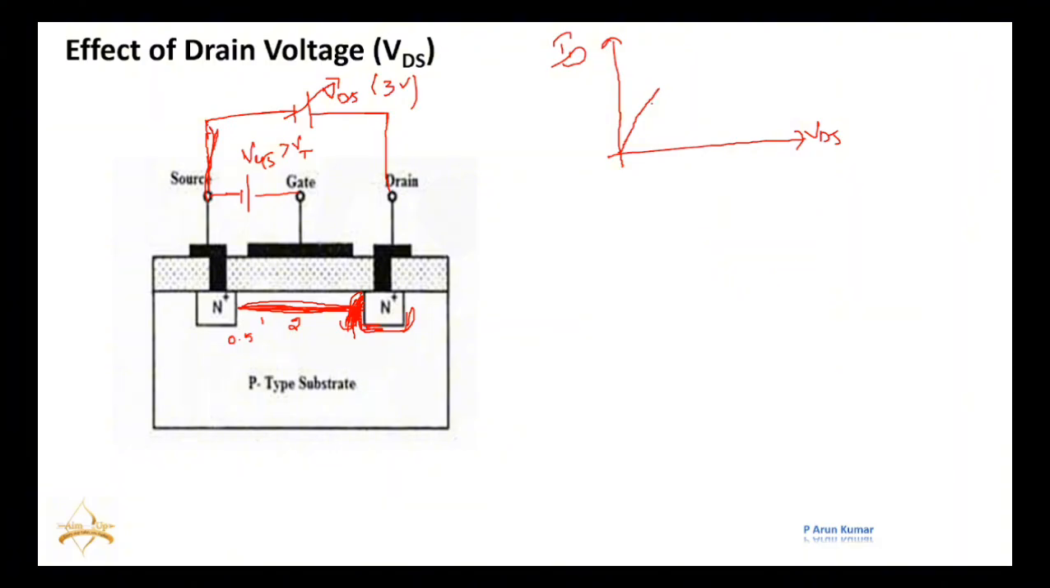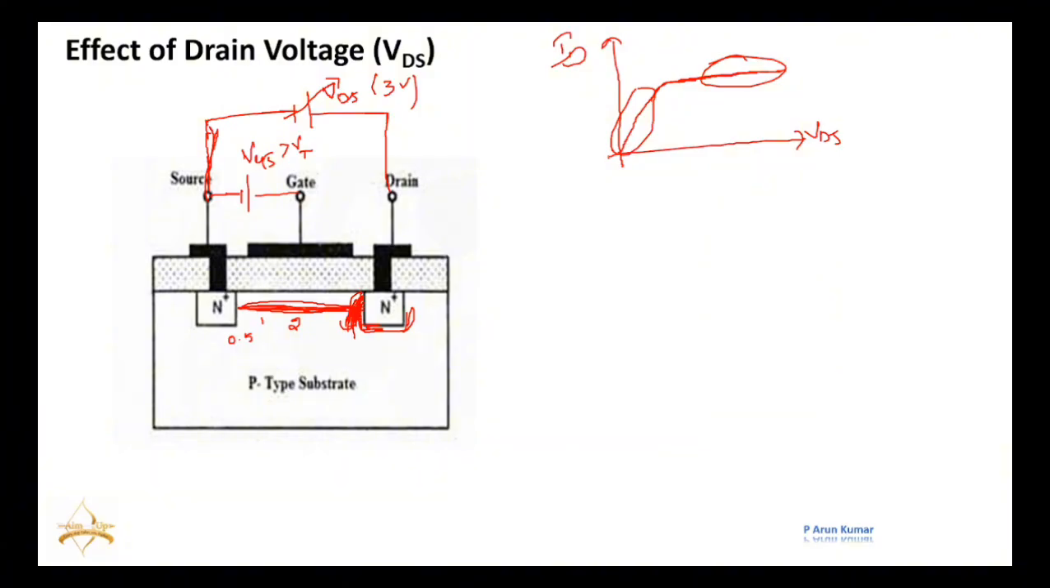At some particular point, it will be maximum. It will get saturated. After that, even if VDS increases, the current will be almost constant. It is almost constant because of this depletion region. This concept is also called a voltage variable resistance. This region is called the ohmic region. This region is called the saturation region.